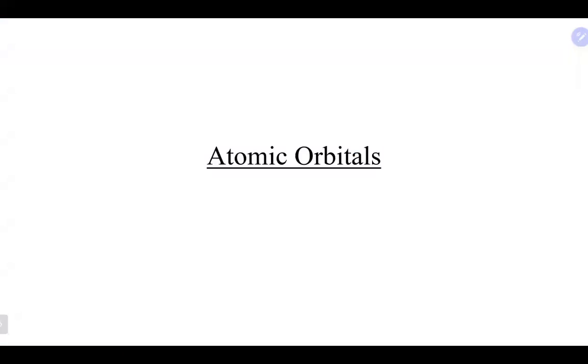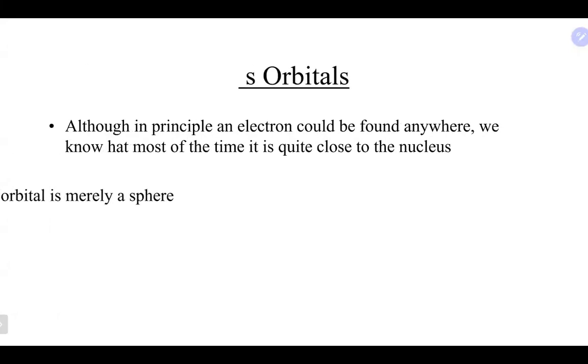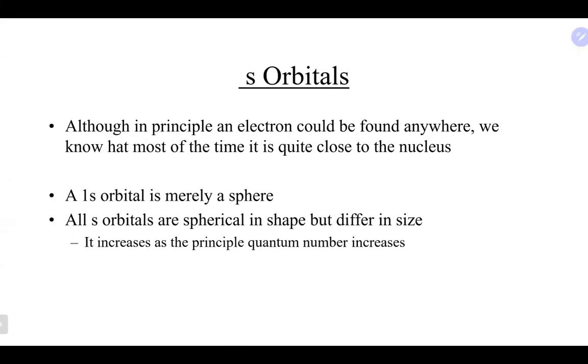So let's talk a little bit about these atomic orbitals. There are different types of atomic orbitals, and the first type is an s orbital. S orbitals are spheres, so they're basically circles, and we do find s orbitals on every energy level. Starting with the first energy level, n equals 1, which is closest to the nucleus, we have what is referred to as a 1s orbital. When we go to the second energy level, we have a 2s orbital. The third energy level has a 3s orbital, and so forth.